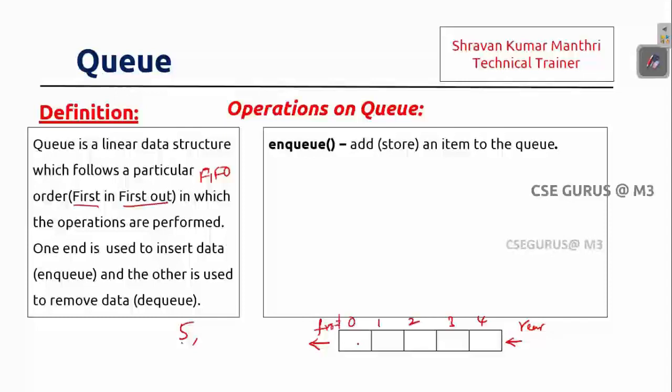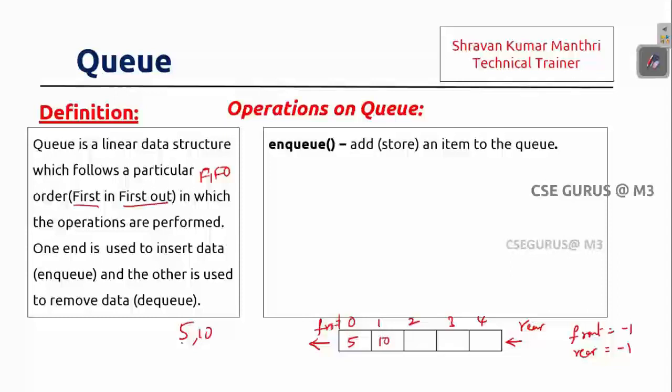So from index 0, the element 5 can be inserted. The next element is 10, which you can insert here. Now when you insert 5 and 10, the values of front and rear will be updated. What is front initially? If there are no elements, we say it is -1. Rear is also -1 if there are no elements.